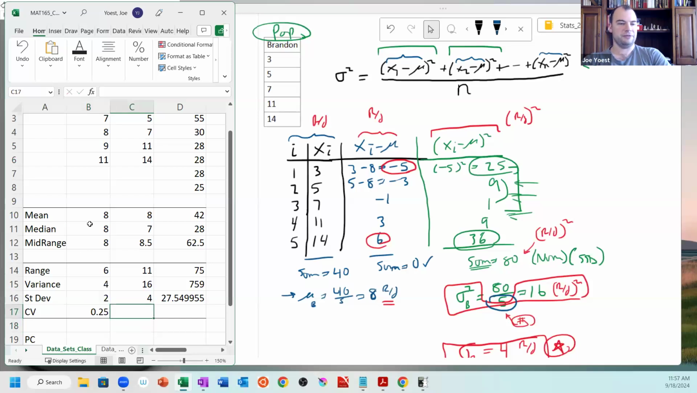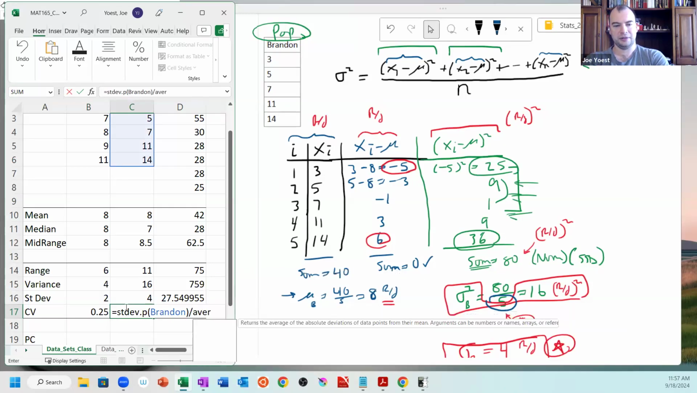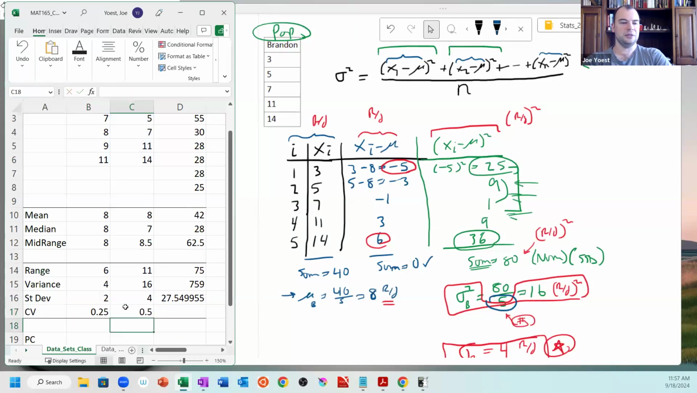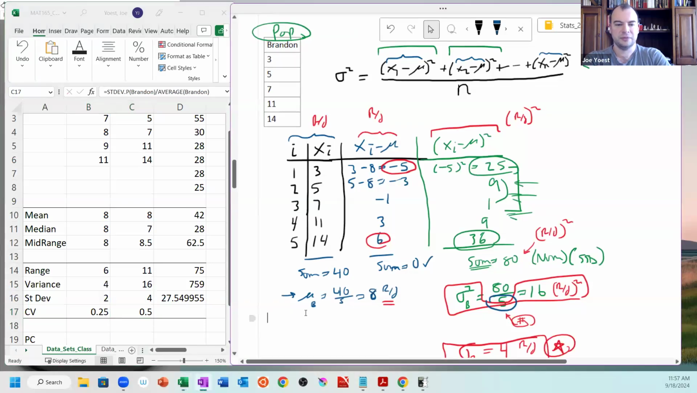So if I have them computed already, I can just reference those 2 cells, or I could do the standard deviation divided by the mean and get it that way. Yeah, good question though. Thank you.